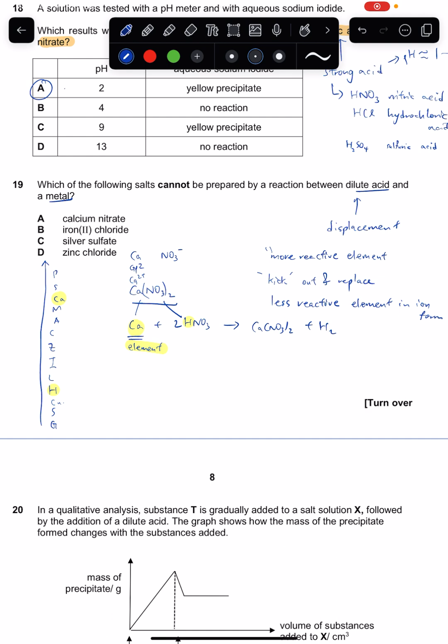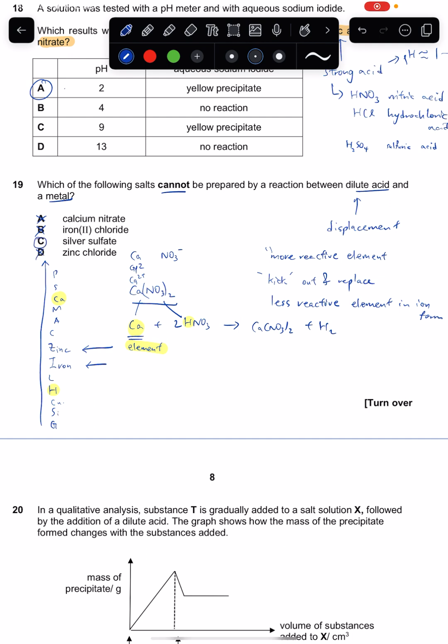So A is fine. A can be prepared. Question asked for cannot be prepared. Iron 2 chloride. Iron is here, and we can see iron is more reactive or higher than your H. So it can kick the H out and replace it. Fine. D, zinc. Zinc is here. We can also see zinc is higher than H. So it happens.